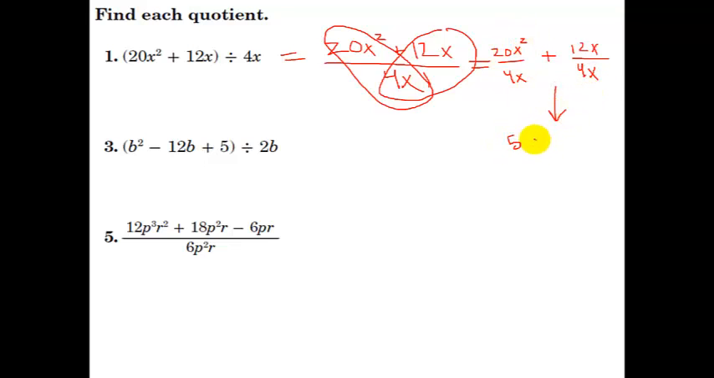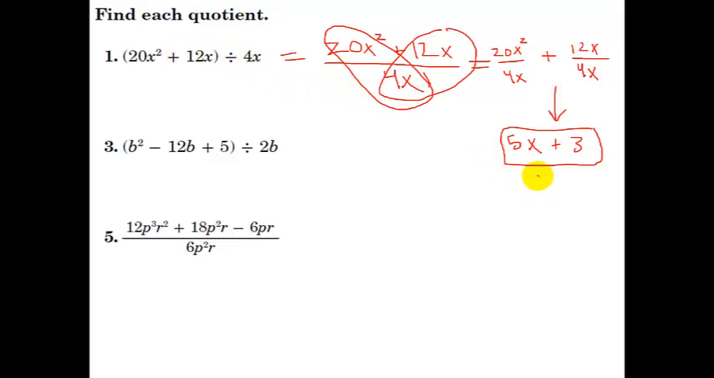Okay, so our answer then, 20 over 4 reduces to 5. X squared over x reduces to x. Plus 12 over 4 reduces to 3. X and x cancel. So our final answer is 5x plus 3. Okay, this is useful because it helps you break down basically any polynomial that's being divided by a monomial. That's pretty much all there is to it.